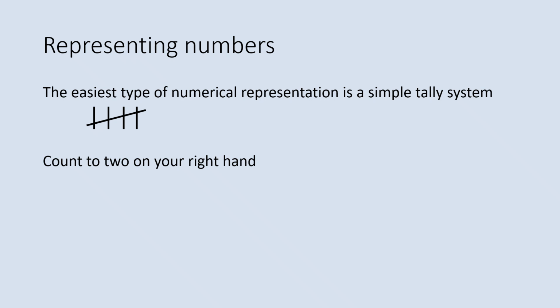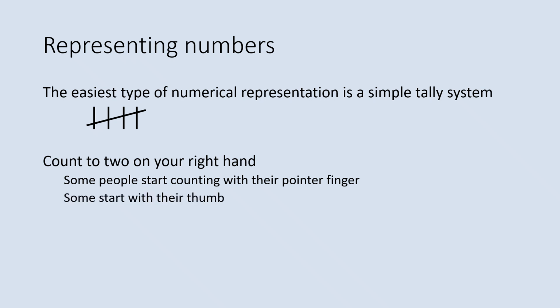So if we say, hey, count to 2 on your right hand, usually you would start with your hand closed, and you may start counting with your pointer finger, you may start counting with your thumb. You could potentially start counting with any other finger that you like, as long as there's one finger showing that corresponds to 1, then the second finger you show corresponds to 2.